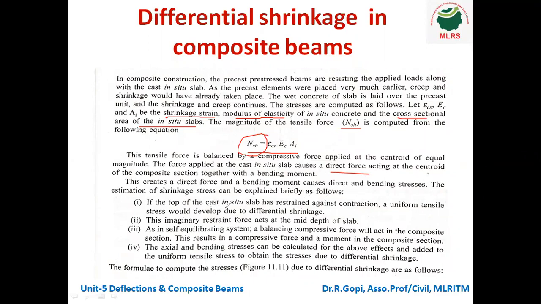If the top of the cast in situ slab is restrained against contraction, a uniform tensile stress would develop due to differential shrinkage. Restrained contraction means a uniform tensile stress is developed. Tensile stress means a negative stress, so we have to avoid tensile stress in prestressed construction. That tensile stress is developed due to this differential shrinkage.